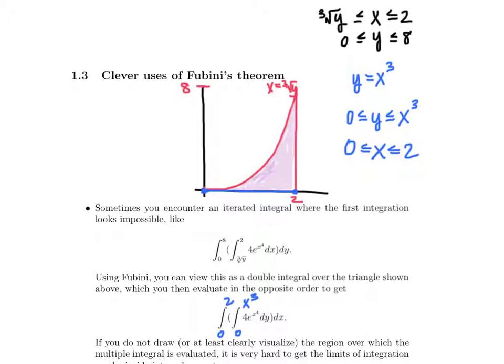Now, lo and behold, what's fantastic about this is we can absolutely take the antiderivative of 4 times e to the x to the 4th power with respect to y. Because remember, when we're taking the antiderivative of something with respect to a particular variable, it's similar to taking the partial derivative of something with respect to a particular variable. You pretend all the other variables are constant. So the fact that we're taking the antiderivative with respect to y means we treat x as constant.